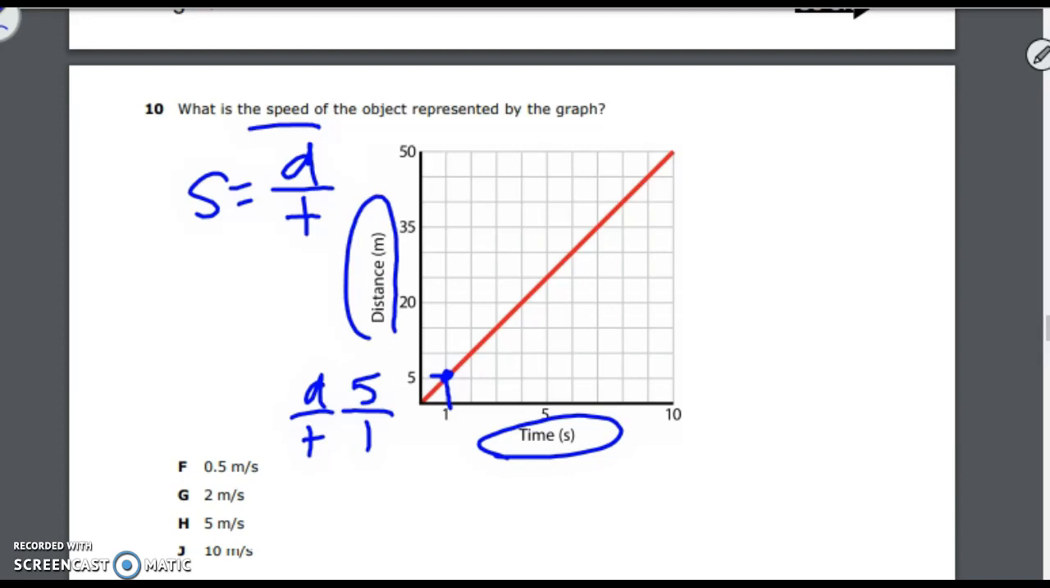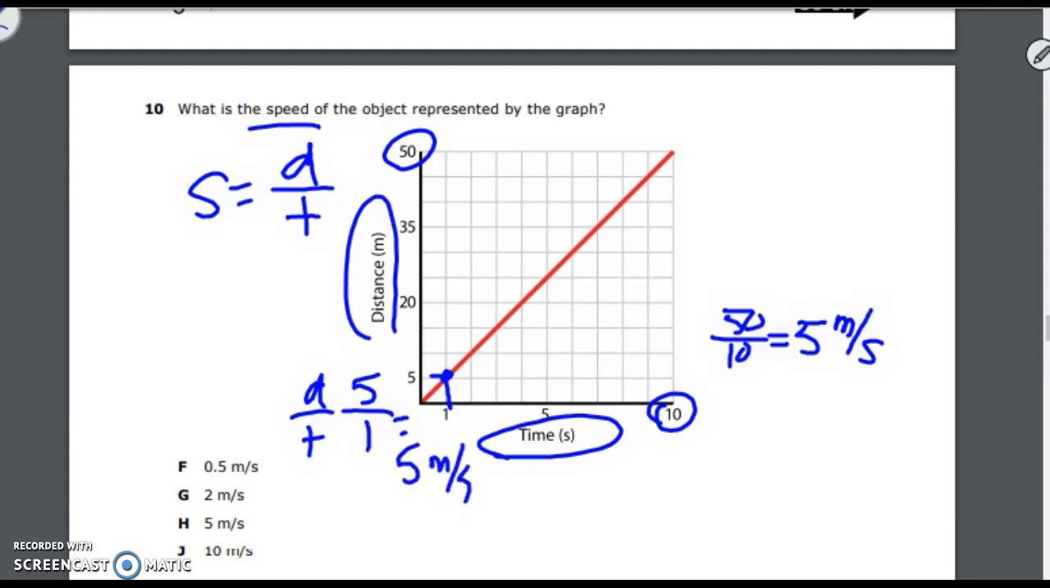So if I continue up here and do this, 50 divided by 10 is also 5 meters per second. So that is consistent with the fact that we've got 5 meters per second here. It is a straight line, it's constant speed, and H is my correct answer.